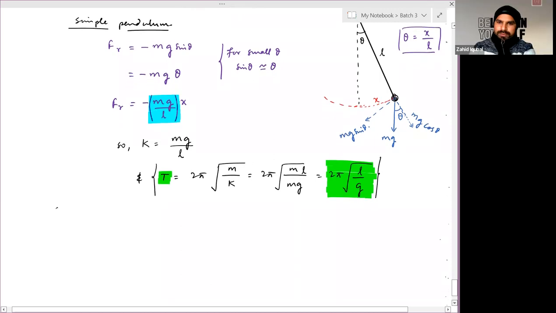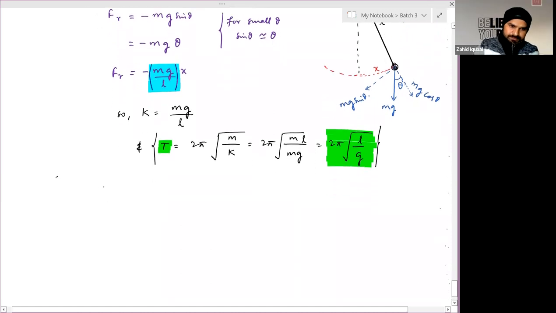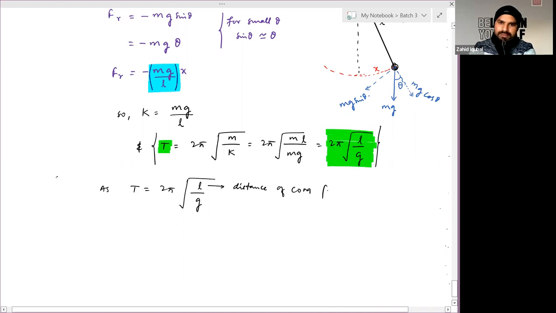Now, related to this expression, you will be asked questions. The time period of a simple pendulum is 2 pi root under L by g. This L is called the distance of center of mass from the axis of rotation, and this g is called the net acceleration.